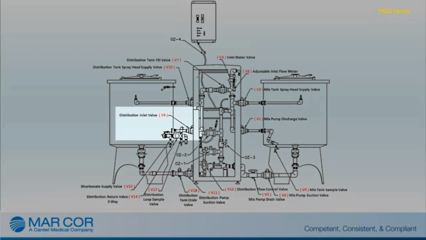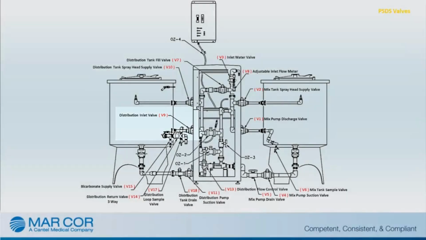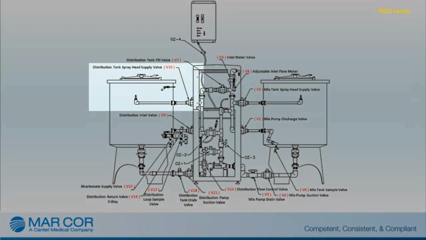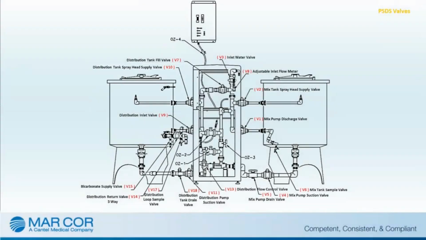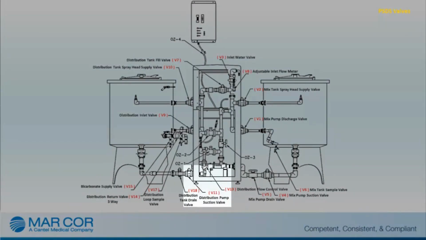When opened, V9, the distribution inlet valve, allows flow from the mix pump into the distribution tank. When opened, V10, the distribution spray head supply valve, allows flow from the mix pump to the distribution tank spray head. The spray head delivers spray to cover internal portions of the distribution tank. When opened, V11, the distribution pump suction valve, allows for the distribution tank solution to flow to the distribution pump.